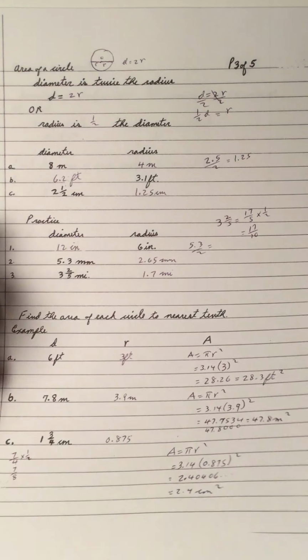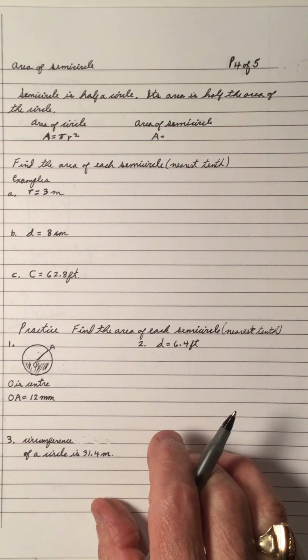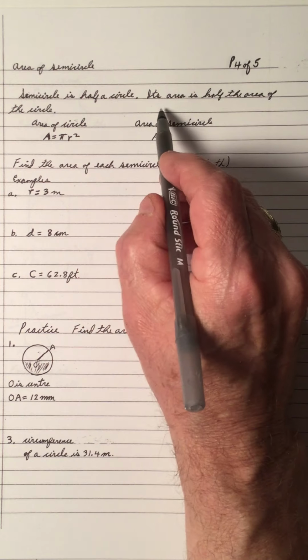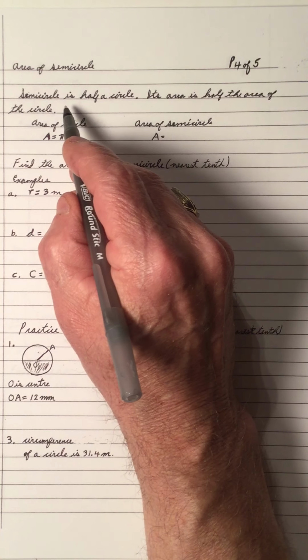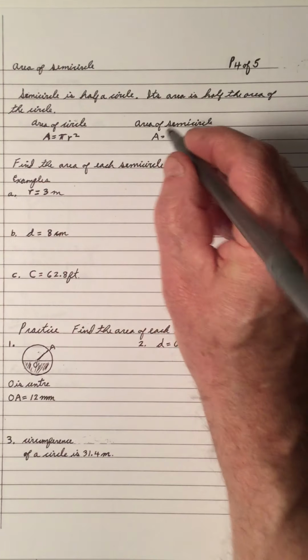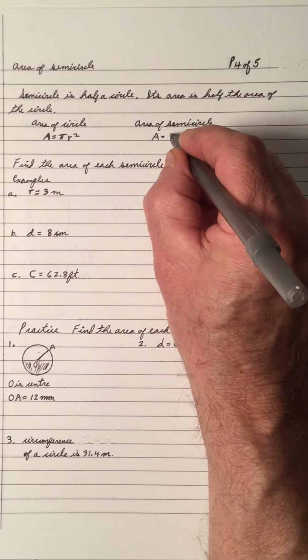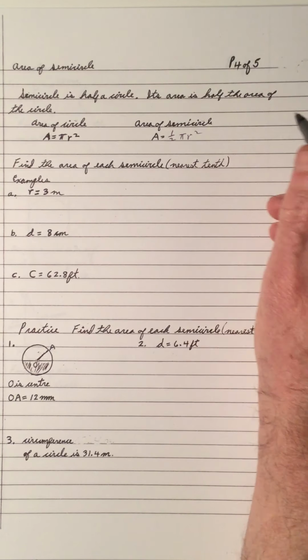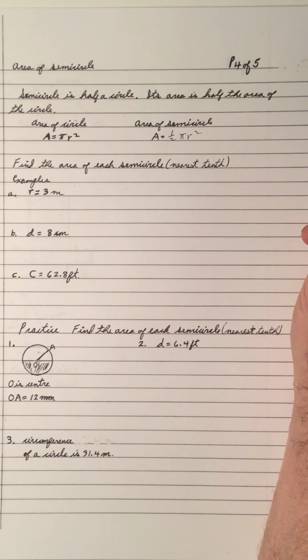Let's continue. We have the area of a circle done. What about the area of a semicircle? A semicircle is a half a circle. Its area is half the area of a circle. So if the formula for the area of a circle is A equals pi r squared, then the formula for a semicircle is half pi r squared, or 0.5. You can use a half or a decimal 5.